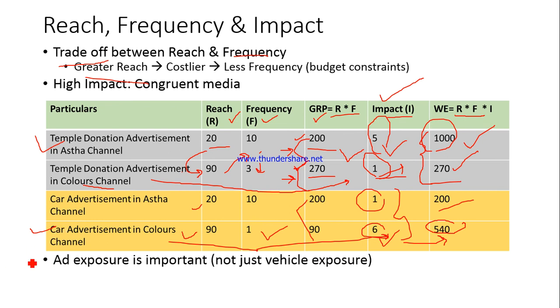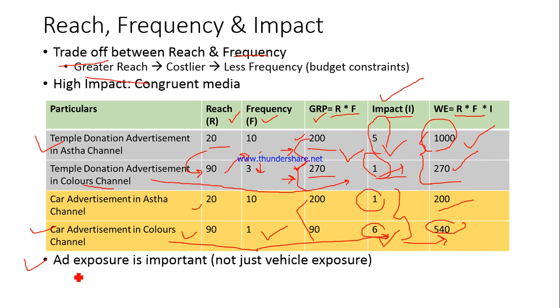Now understand one more thing, and this aspect has to be understood well. Ad exposure is more important, not just vehicle exposure. Now what do we mean by vehicle exposure? You know, exposure is when the audience is watching your ad or reading through your ad. So that is the exposure. Now what is important is ad exposure and not just vehicle exposure. Now what do we mean by this?